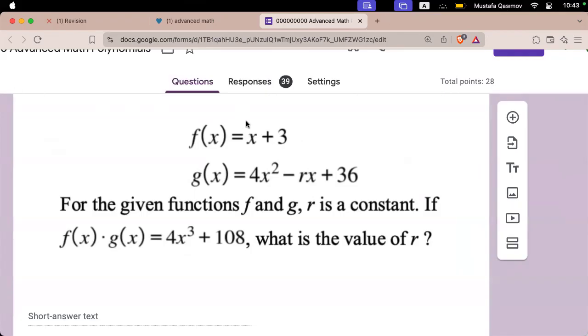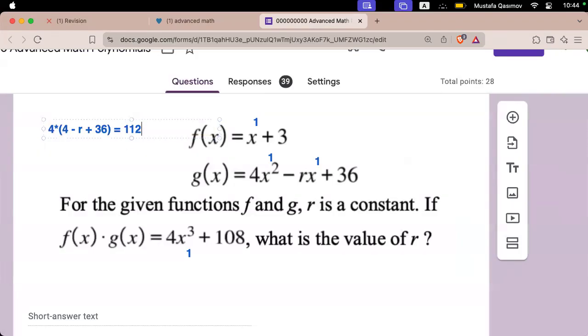You can write instead of x1. It's so. Right. When you write 1, f of x will be x1 plus 3, 4, right? 4 multiplied by 4 minus r plus 36, like this. Then it is equal to 4 plus 108, like that. Then you have to just calculate value of r from here. This part will be 112.